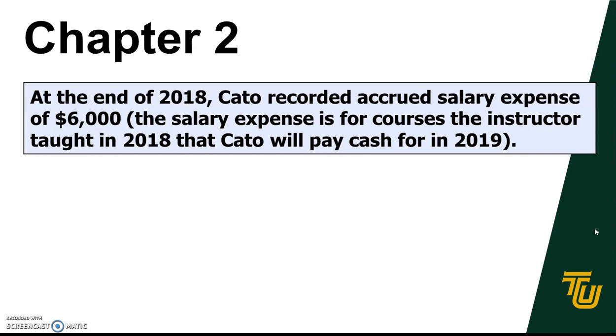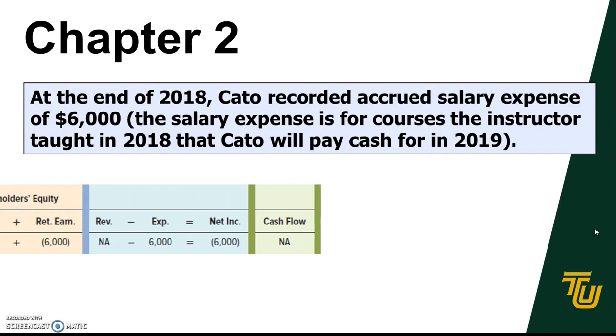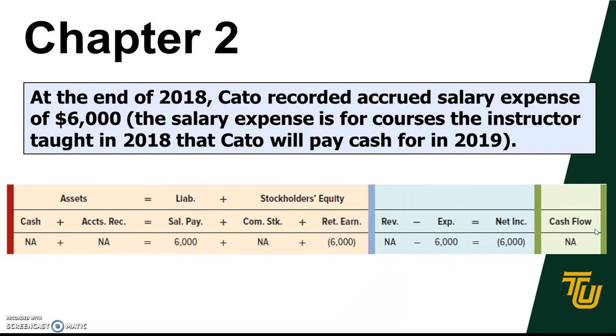So what do we have? We have an expense. We're going to retained earnings. Retained earnings is coming down. Was cash involved? No. No cash changed hands. So we're going to use this salaries payable to show that we still owe this employee that $6,000. We'll pay them at some point in 2019. Notice again, no cash impact, no statement of cash flows.